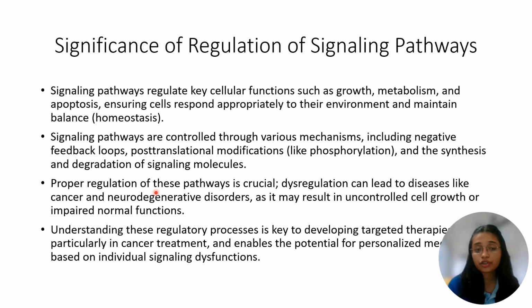Now, the proper regulation of these pathways is very crucial because dysregulation may lead to uncontrolled cell growth or impaired normal function, which ultimately leads to diseases like cancer and neurodegenerative disorders. Understanding this regulation is very important because by using that knowledge we can develop targeted therapy for particular diseases like cancer, or we can also create personalized medicine based on the individual's signaling dysfunction.